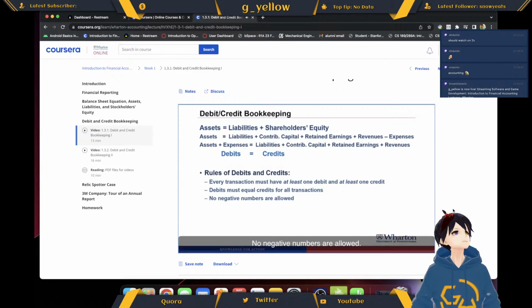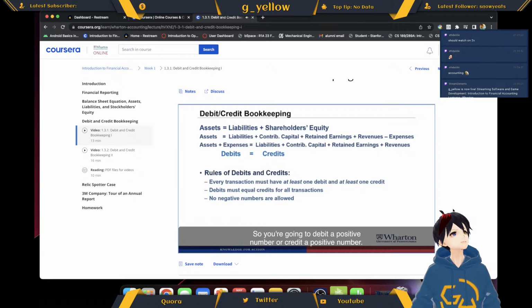No negative numbers are allowed. So you're going to debit a positive number or credit a positive number. You're never going to debit a negative number or credit a negative number. And as you can see in the balance sheet equation above, now that it's rearranged, we don't need to deal with negative numbers for debits and credits.